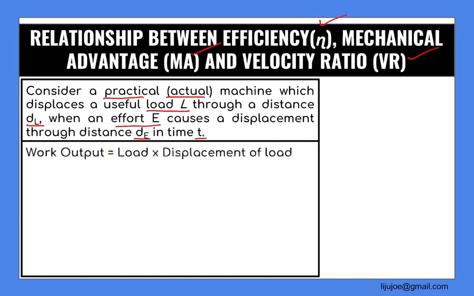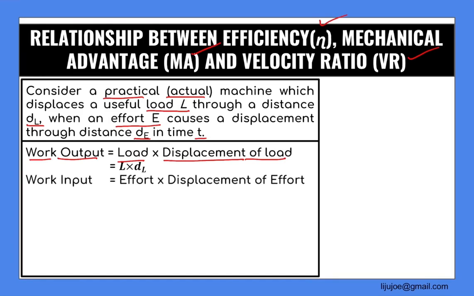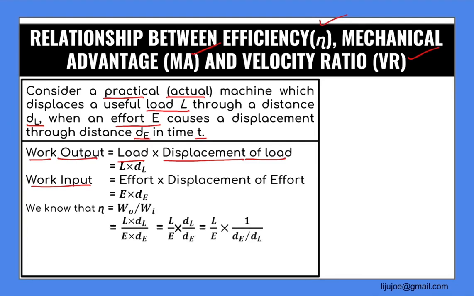So what we are going to do is write output work, which is equal to force into displacement. We already studied that, so based on that equation we will write work output is equal to load into displacement of load, so we can write it as L into DL. Similarly, we write work input, which is effort into displacement of effort, E into DE. Easy. Now we are going to divide them both so that we can get efficiency, because efficiency is equal to work output by work input, WO by WI. So when we divide, we will get L into DL divided by E into DE. So we are refining it and writing it as L by E into DL by DE. Nothing is changed, everything is the same, only the multiplication symbol came in between.